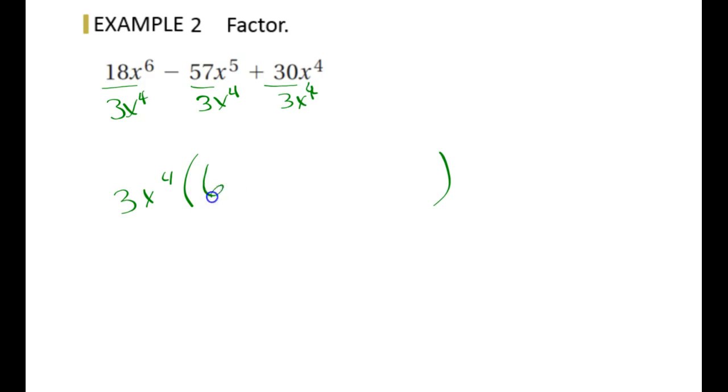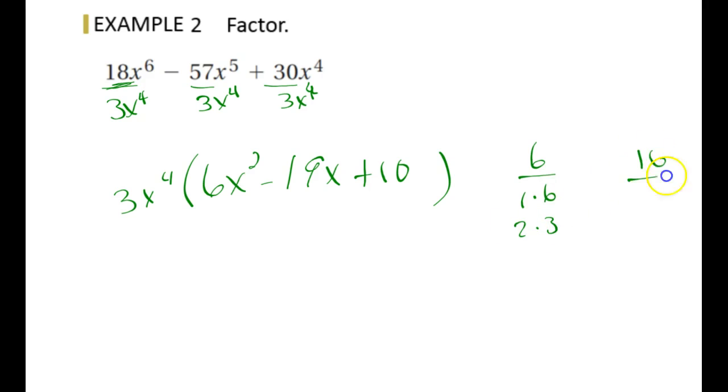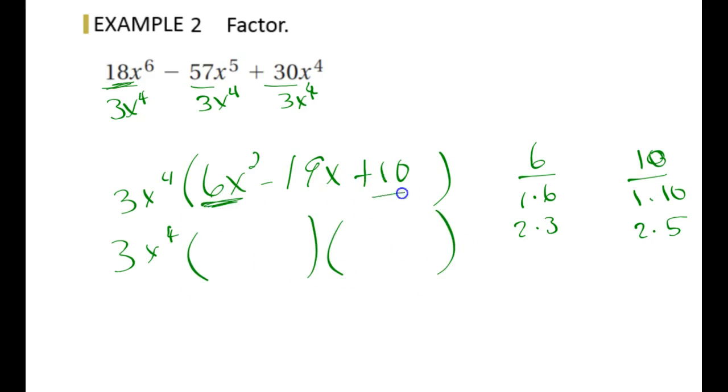So 18 divided by 3 is 6x squared minus 19x plus 10. So this time, instead of listing factors of 18, now all I have is factors of 6. A little bit more manageable. And factors of 10, 1 and 10, 2 and 5. So here I go. Always factor completely. So you may think I'm done after the GCF, but I'm not. Let's see if we can find factors of 6 and 10 that add to 19.